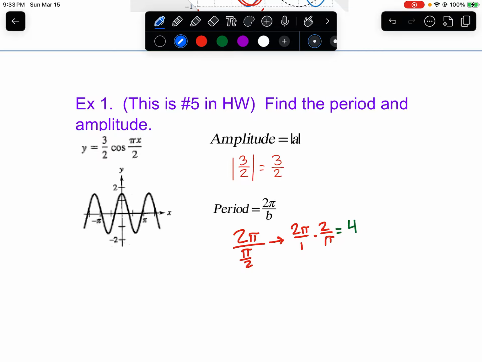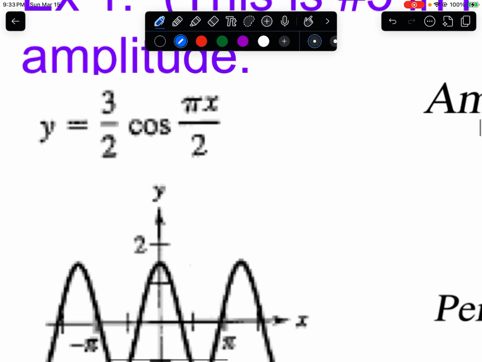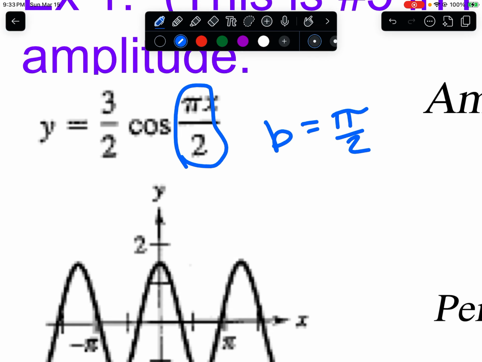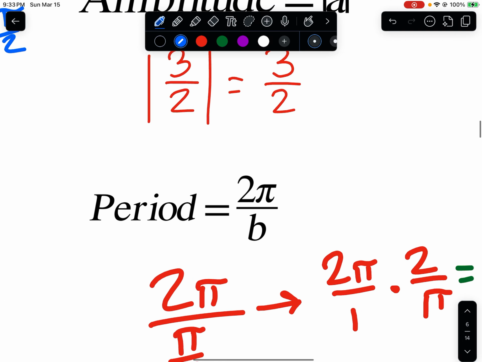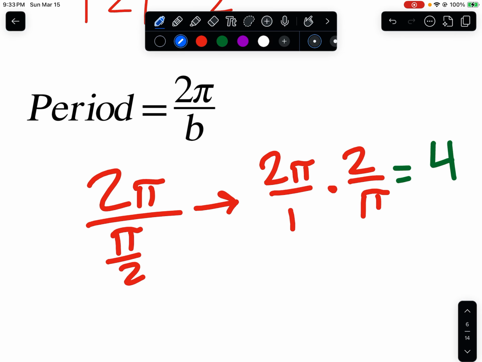The one thing I did want to mention here real quick is when to maybe keep things in radians or when to convert to degrees. If you're given a b value that's got pi in it, in this case pi over 2, I think it might be a better idea to keep that in terms of radians, because if you were to do 2 pi divided by pi over 2, that would be the same thing as 2 pi over 1 times 2 over pi.